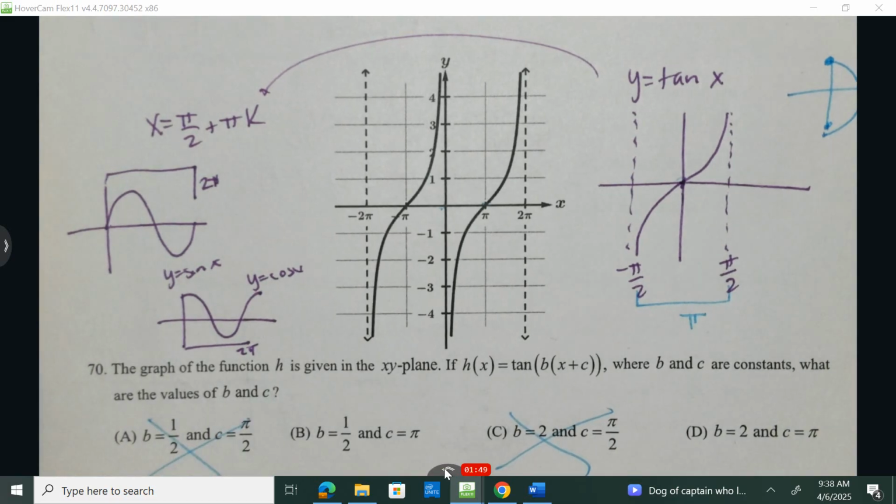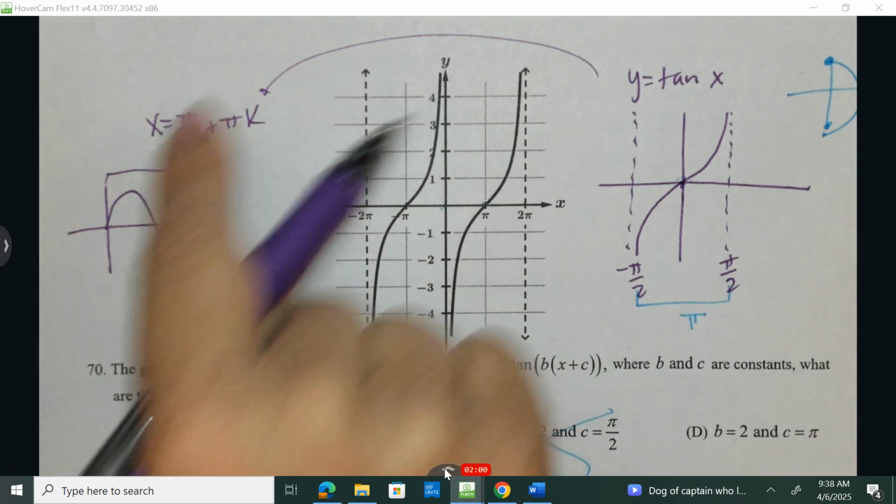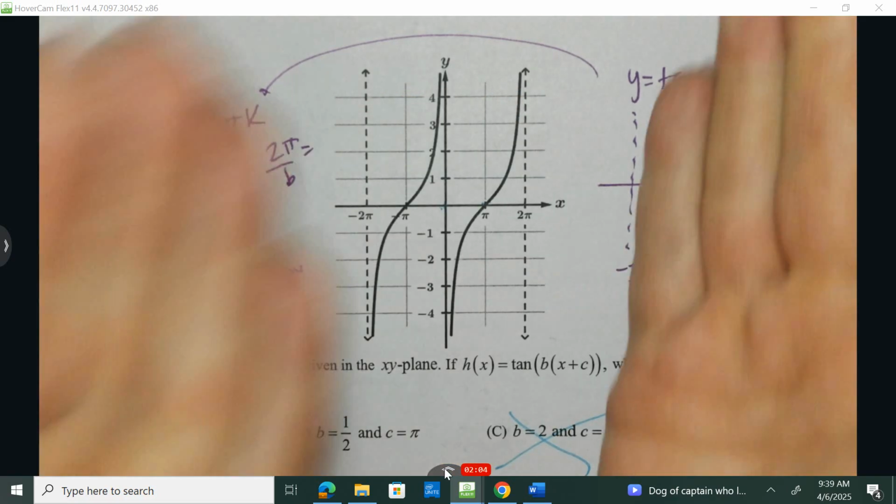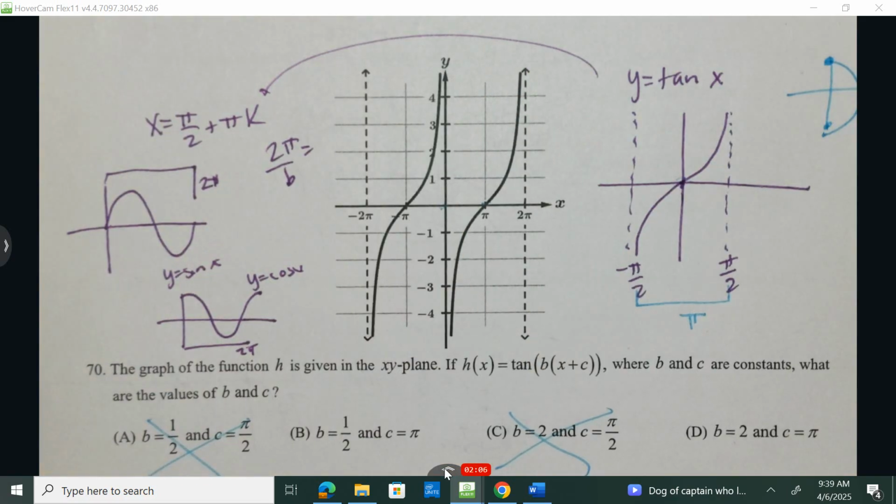Again, as I've said multiple times throughout these videos, understanding what you can cancel is just as important as choosing the correct answer, and that is our first step to doing so. The next thing we're going to do is figure out that B value. So when we did sine and cosine, we'd say 2 pi divided by B equals whatever we see here in the graph. But now we're working on tangent.